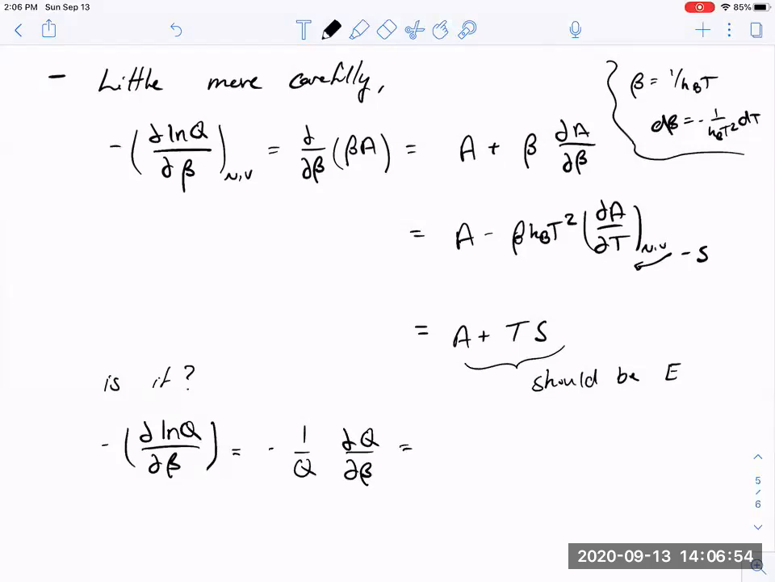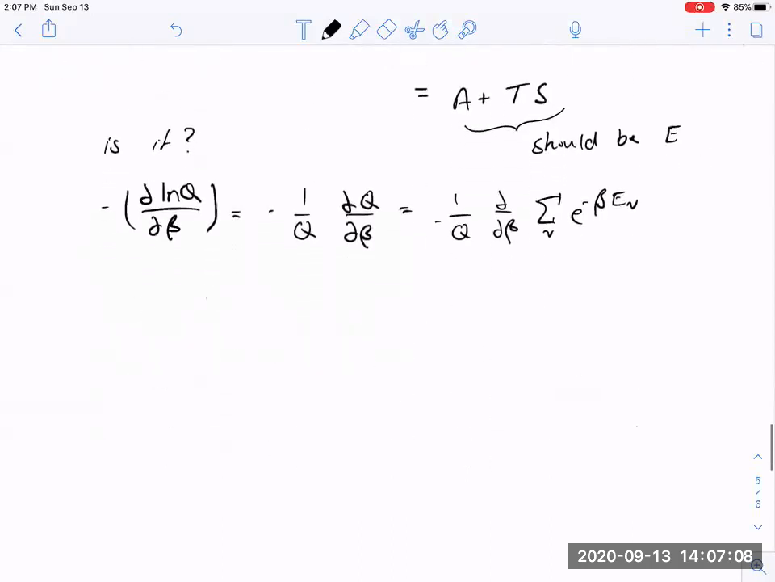Putting in our definition of Q, we have 1 over Q d d beta, sum over the states, e to the minus beta, the energy of that state. If I note that the derivative and the sum are both linear operations, therefore they commute, I can bring that derivative inside the sum and take the derivative of e to the minus beta, the energy with respect to beta. That gives me minus 1 over Q, sum over the states, brings down minus the energy of the state, e to the minus beta, the energy of the state.